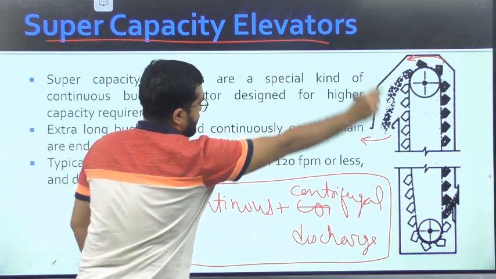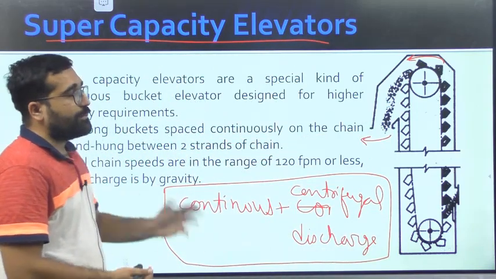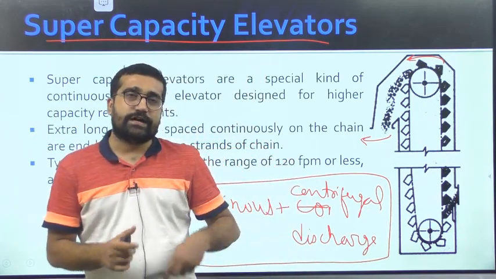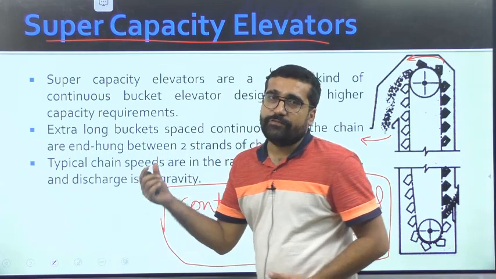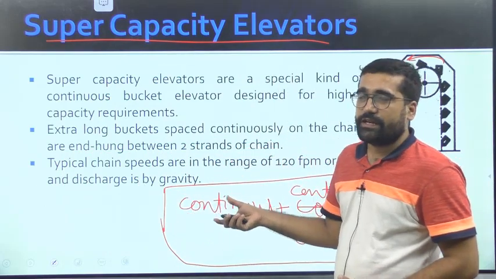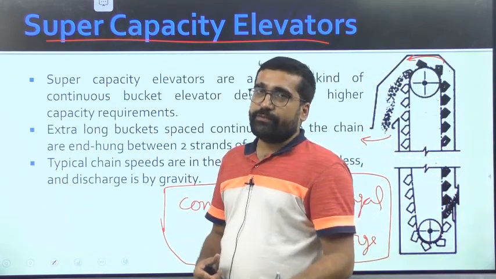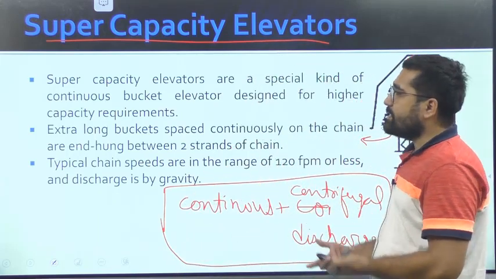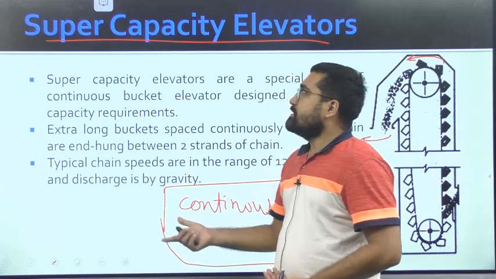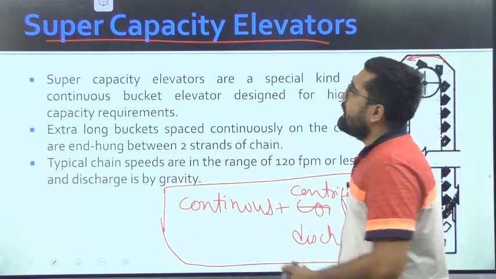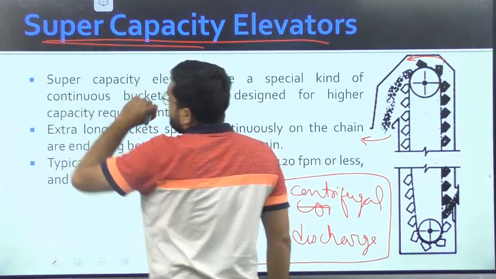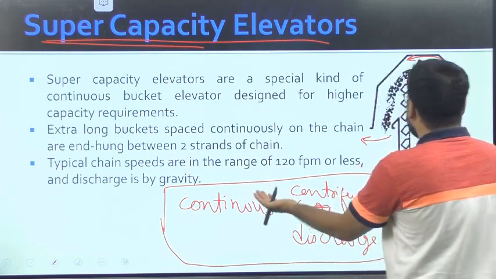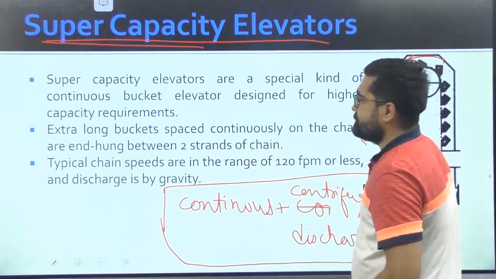then it is known as a super capacity elevator. These super capacity elevators have much higher efficiency and capacity compared to the previous cases, the continuous type bucket elevator or the centrifugal type bucket elevator. These have extra buckets. That's why they are known as super capacity elevators, because their capacity in the same size is increased because of these two phenomena: the continuous bucket arrangement and the centrifugal discharge.